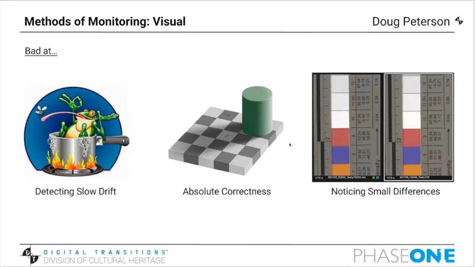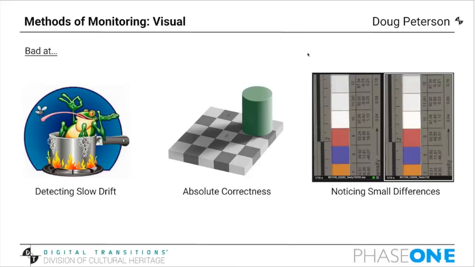Visual assessment is also really bad at absolute correctness. Our vision system has all sorts of weird adaptive things it does that lie to us, that help us survive as human beings, but do not help us as agents at a digitization center to identify absolute correct tone or color. As an example of this, I'm sure you've all seen this particular optical illusion, but it gets me every time, because even when you know that A and B are exactly the same tone, you still can't see it with your eye, because it looks like B is brighter than A no matter what you do.